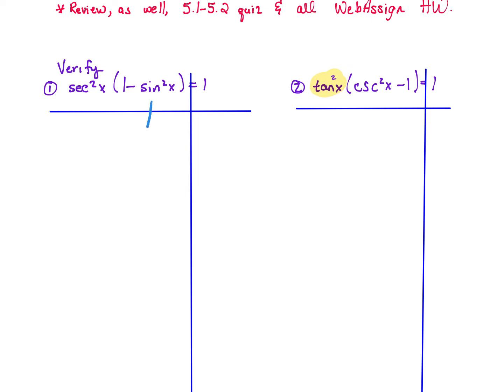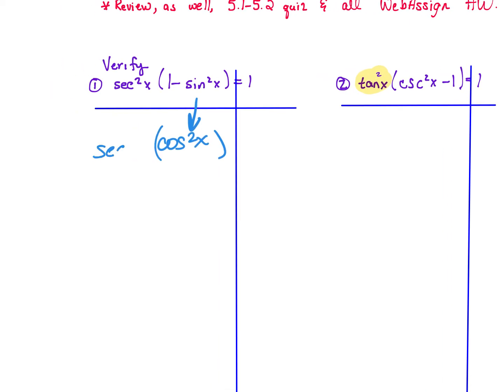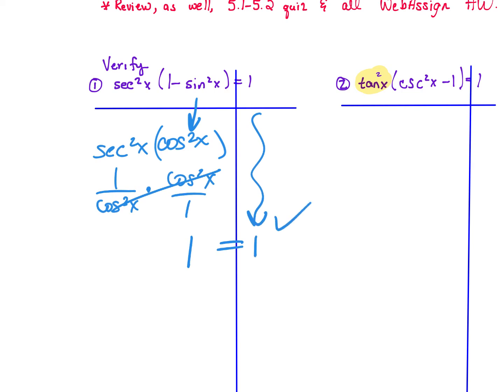1 minus sine squared is the same as cosine squared. Perfect. And then over here, I still have my secant squared. You could have broken that down already if you didn't. But with secant squared, it's going to be the same as what, ladies and gents? 1 over cosine squared times cosine squared over 1. And what do we see happens with our cosines? They cross off. So I have 1 equals 1, which is what we were trying to do.